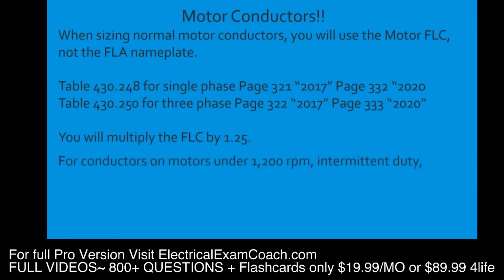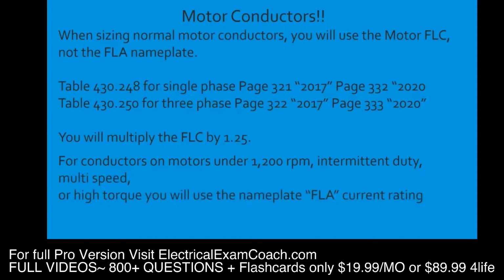For conductors on motors that are under 1200 RPM, that are intermittent duty, multi-speed, or high torque, you're actually going to use the nameplate FLA current rating. And for each one of these, there's going to be individual rules that apply. I'm only going to teach you in our lesson the ones that you're probably going to be tested on. Okay? And I'm going to say this over and over in every slide so you don't have to worry about remembering that right now.